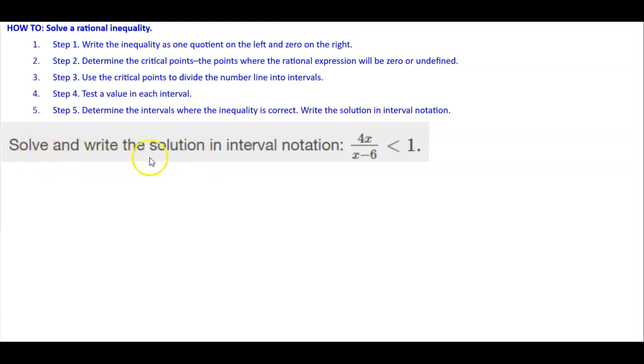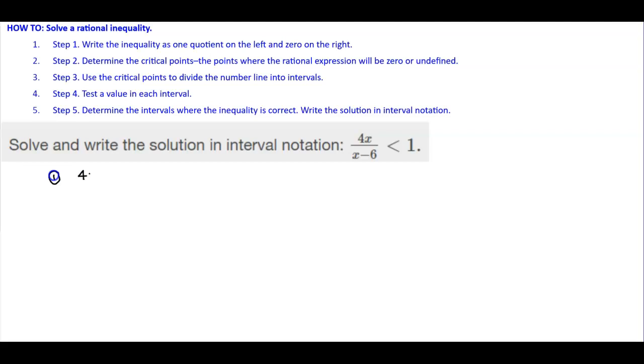Here we want to solve and write the solution in interval notation. We have 4x divided by x minus 6, which is less than 1. Step 1 says to write the inequality as one quotient on the left and a 0 on the right. Currently we don't have the 0 on the right, so we're going to have to use some algebra to get that.